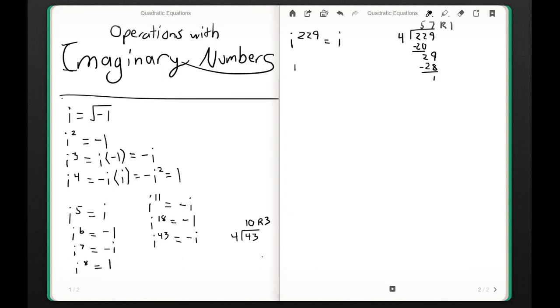Okay, let's do one more last problem. i to the 184. So we're going to just do 184 divided by 4. Do the long division here.